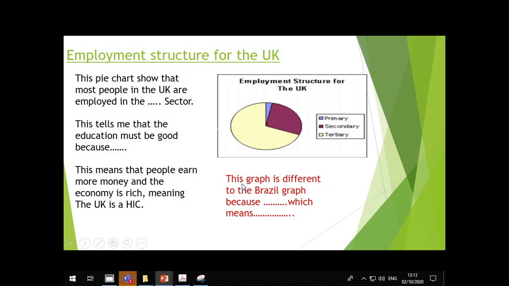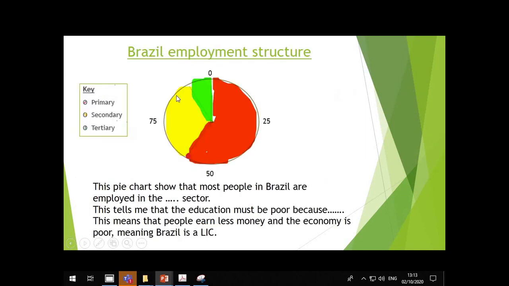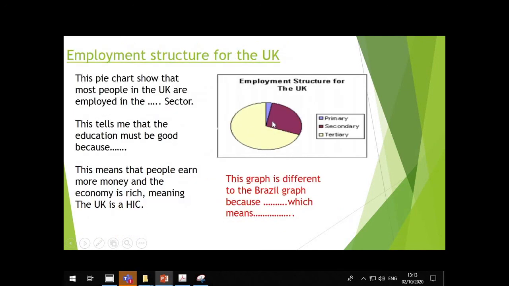What I finally want you to do then is this graph is different to the Brazil graph because, so you can talk about how it's opposite, there's more in the tertiary than there is the primary, whereas in Brazil the majority is primary and there's not many in the tertiary. This means there is a better education in the UK, and this is the comparison between a HIC and an LIC. So, once you've got your graph drawn, please do your analysis for Brazil, copy the graph for the UK and analyse that graph, and you will finish with a comparison. You can rewind the video at any time to listen to advice on different pie charts or anything we've talked about today.